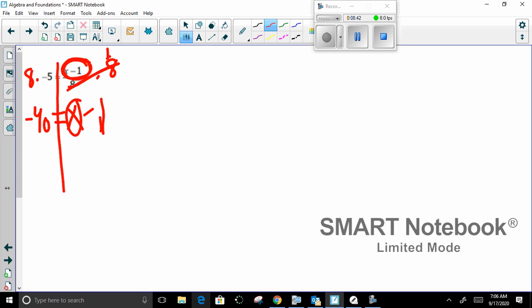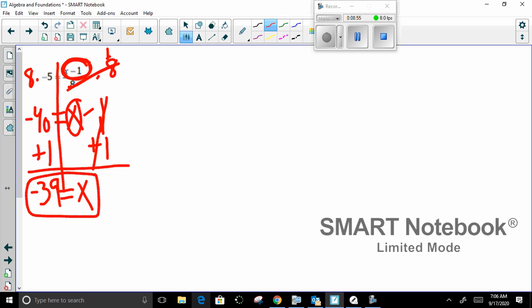If you're getting x by itself, to get rid of the minus 1, you plus 1. So what does x equal? Negative 39. And you could check yourself to make sure.